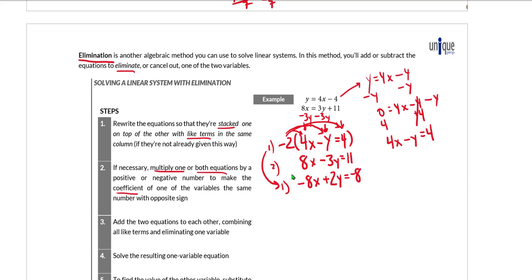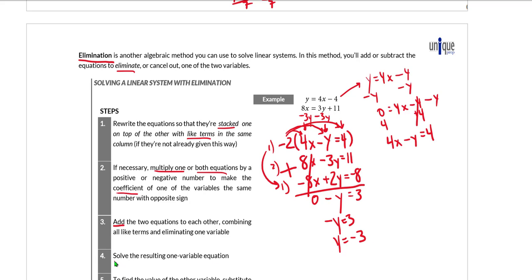And now, in step 3, we add the two equations, and the result of adding these two equations is that the x terms cancel each other out. 8x plus negative 8x is 0. That's the elimination step. We've gotten rid of our x variable. Negative 3y plus positive 2y is negative y, and then 11 plus negative 8 is just 11 minus 8, which equals 3. So that's negative y equals 3, and that means if we multiply through by negative 1, we get y equals negative 3. So that is our y value.